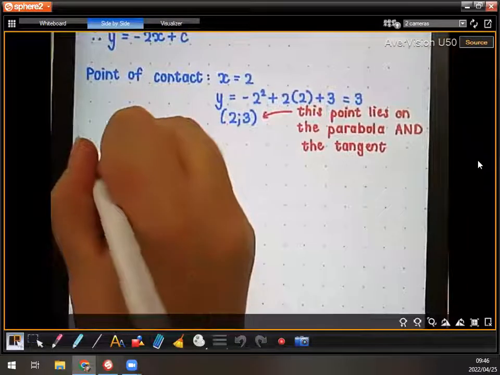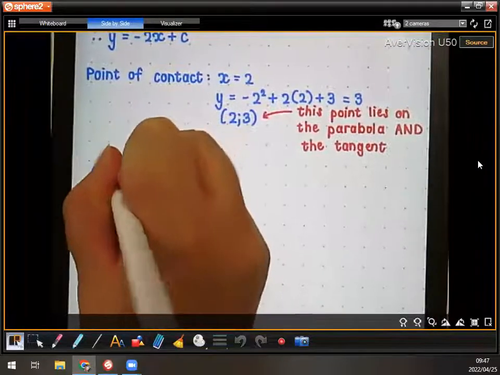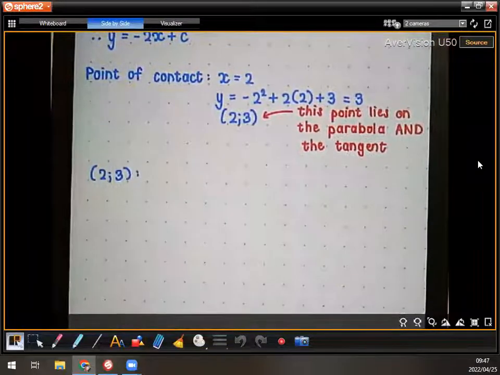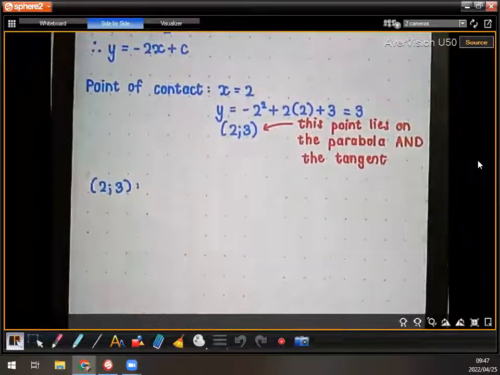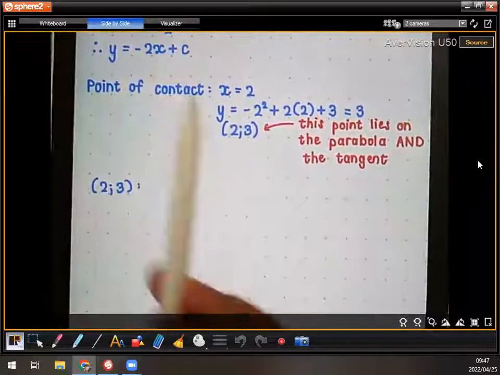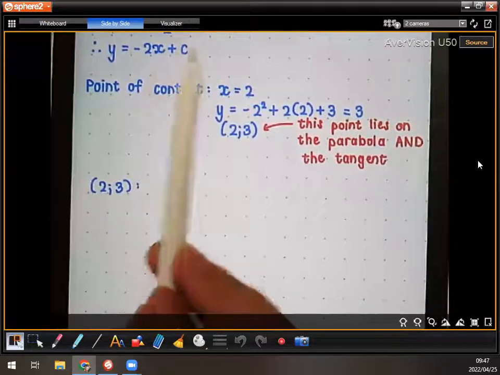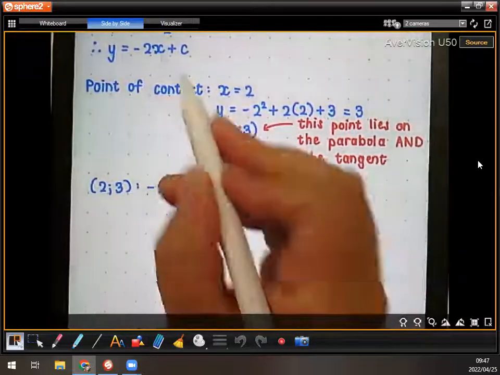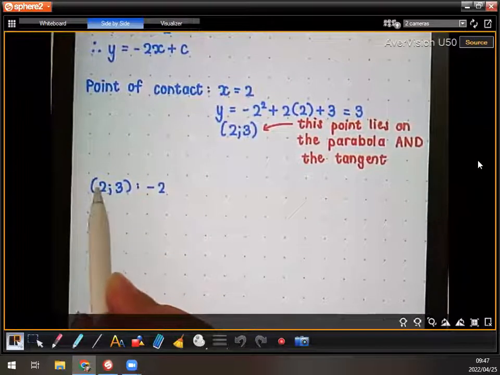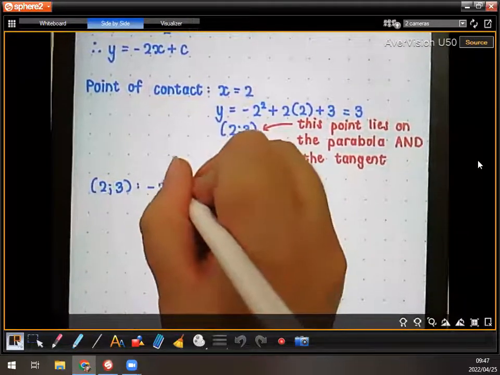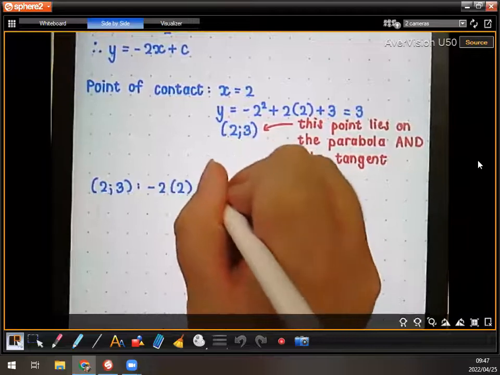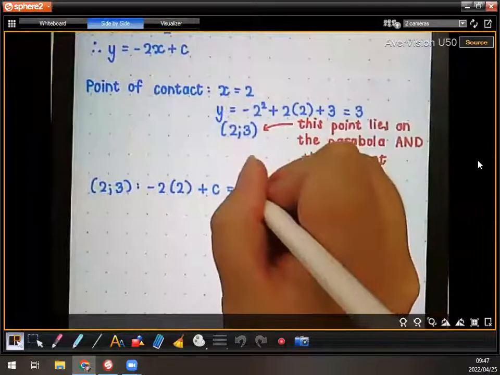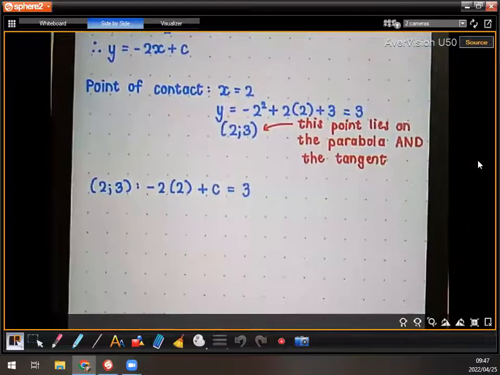So let's do that. It's a good idea, guys, always to just show which point you're actually subbing in. So just write 2, 3, and subbing it into that equation there. I'm just going to put the right-hand side on the left so that my C is on the left-hand side. So it's negative 2x, but the x value is now 2 here. So negative 2 times 2 plus C is equal to y, which is 3. I've just swapped the sides around, yes?